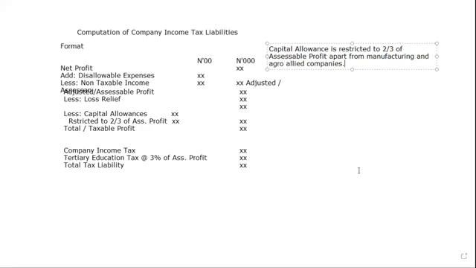Are you with me? That's the first thing. So it means for all companies, capital allowance is restricted to 2/3. But for manufacturing companies, it is not restricted, and for agricultural companies, it is not restricted. But any company that does not fall under any of those two will be restricted to 2/3 of accessible profit. Is that clear, please?